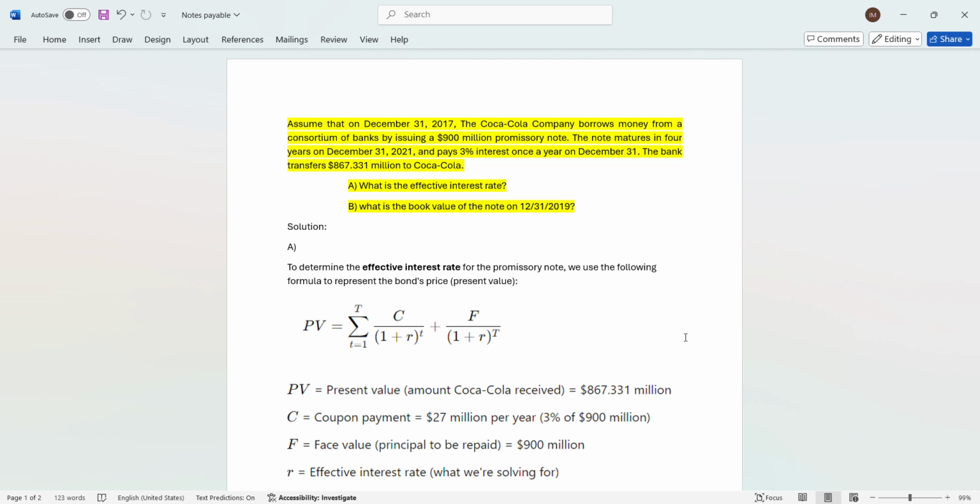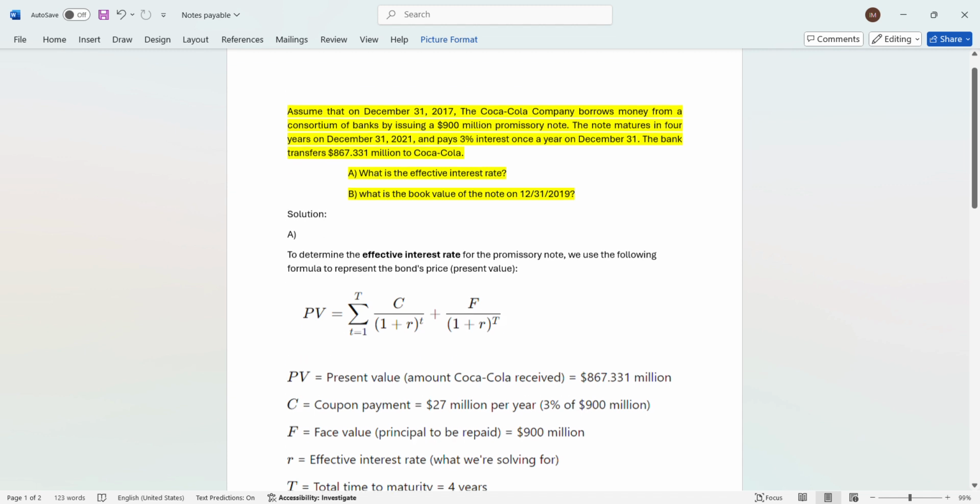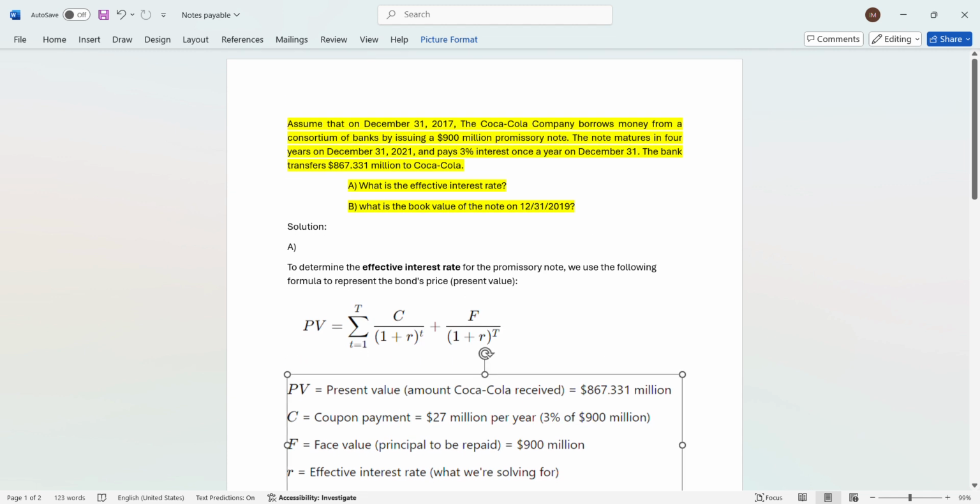Today we will be discussing how to calculate notes payable, how we can price notes payable and calculate the effective interest rate, and also how we can calculate the book value of the note for a specific period of time. So let's go straight to our practice questions.